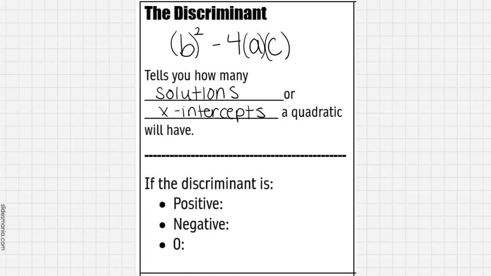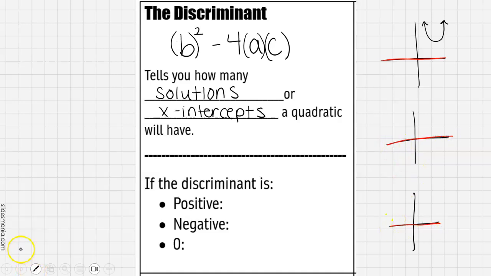a quadratic will have. Now, I didn't talk specifically about x-intercepts, but if you remember back way in the beginning of this unit, we talked through the fact that you could have a graph that never crosses the x-axis. This would be a situation where we have no solutions. We could have a graph that crosses the x-axis one spot. That's where you would have one solution, and we could have a quadratic function that crosses in two spots. That would give us two real solutions. So x-intercepts are the same thing as solutions.